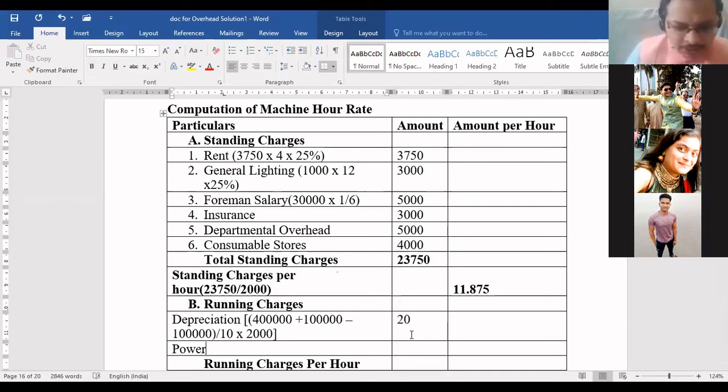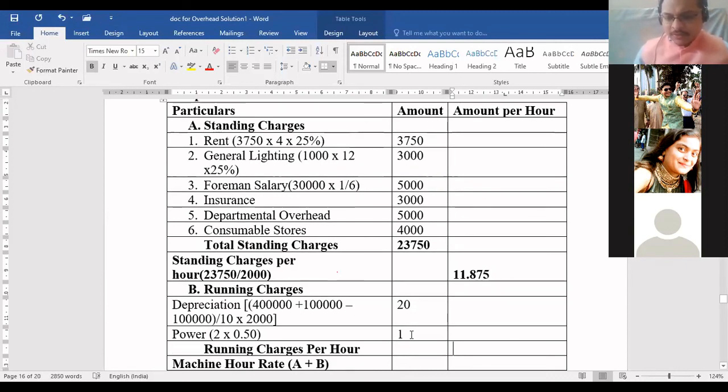And what is the power consumption requirement? For 1 hour, you need 2 units. And what is the rate? 50 paisa. So come on, tell me the final answer. 1. Very good. That comes to the total running charge, 21. And the final machine hour rate is 32.875. Done, bacha? Yes, sir.